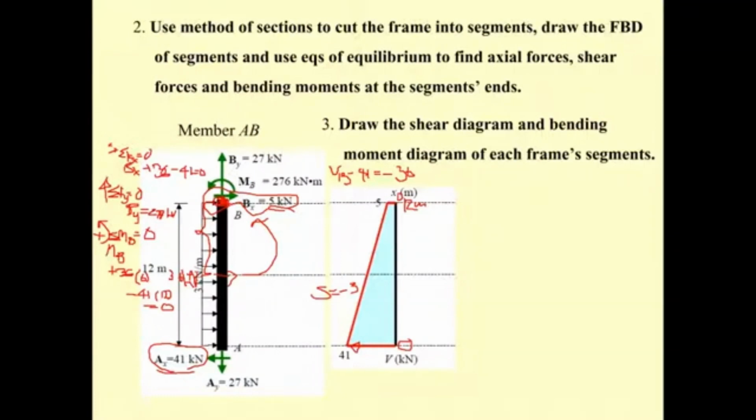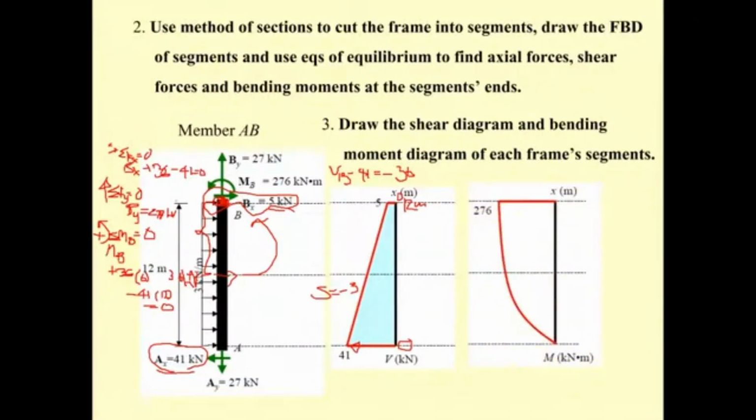Okay, that is right. And then for the moment diagram, you start at A. A has the moment of 0. And anyway, we have the shear force of 41, so let me put some highlights here. You have the shear force of 41 here. So the slope here is going to be plus 41.